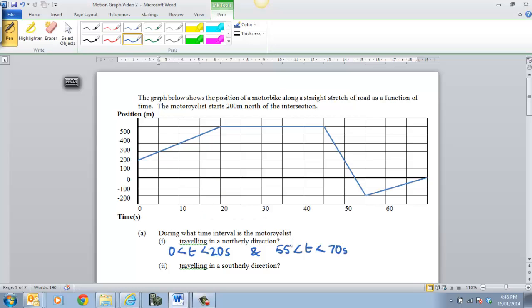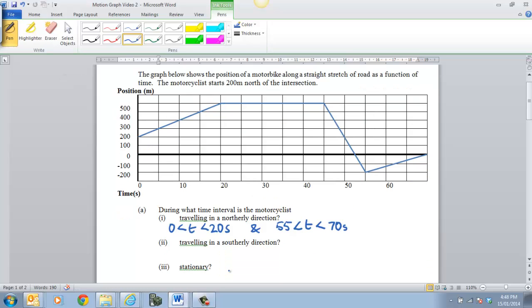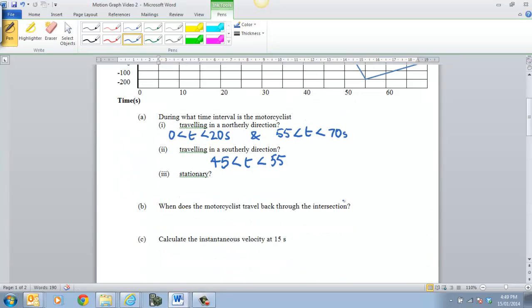When it's not moving in a northerly direction, it's probably moving in the southerly direction, unless it's stationary. So here is the point where it's moving in a southerly direction, from 45 seconds through to 55 seconds. So t greater than 45 and less than 55 seconds. Obviously at 55 seconds it's going to be stationary because it's changing direction, isn't it? So you've got to be stationary for a period of time.